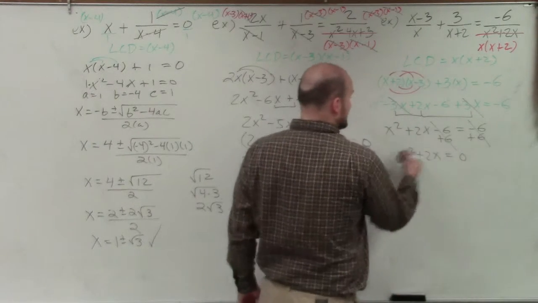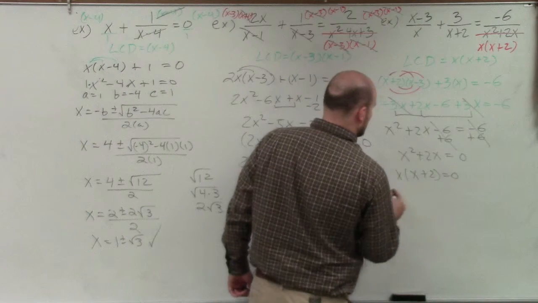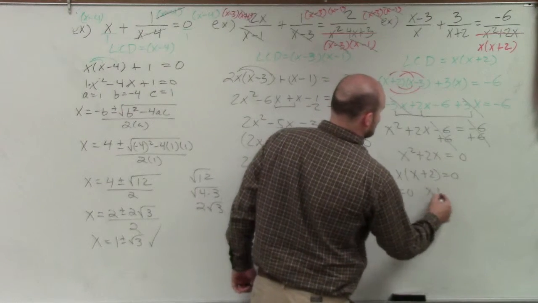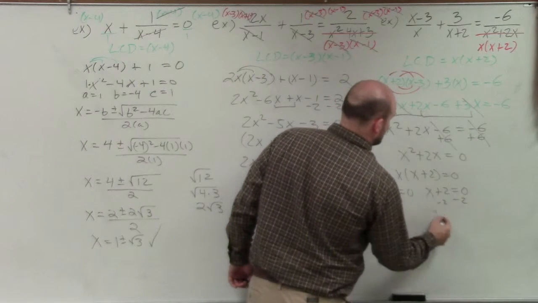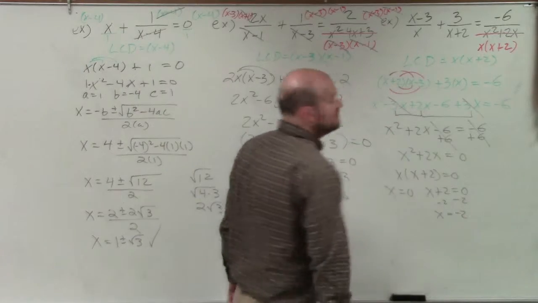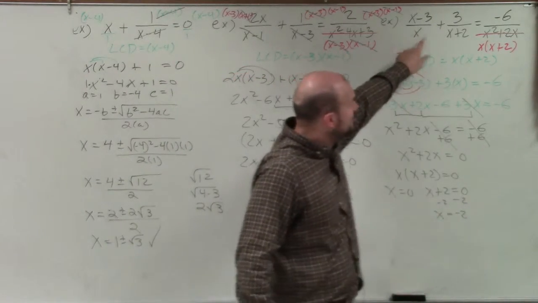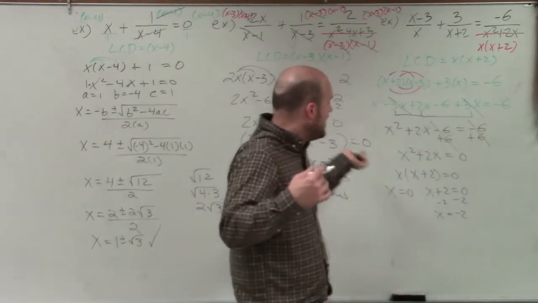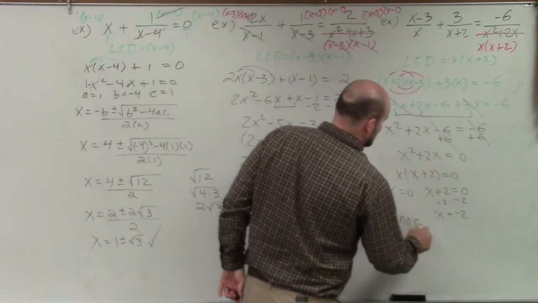Now, to solve this, I can factor out the x, and I'm left with x times x plus 2 equals 0. Apply zero product property. I get x equals 0 and x plus 2 equals 0. Therefore, my zeros are x equals -2 and x equals 0. However, if I plug in 0 or -2 into these places, then both of them are going to be extraneous. So they're both extraneous, or I could write no solution.